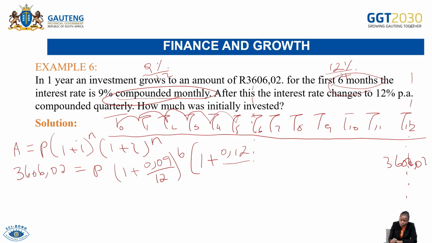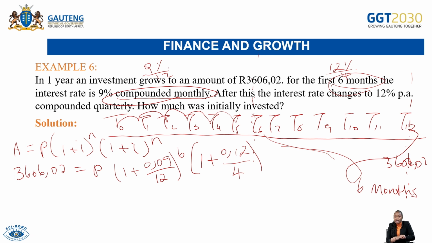Quarterly, you have 4. So you'll divide by 4 there because it's compounded quarterly. Then the exponent, here's the interesting part. So from the 6 months going to the 12th month, it means you have how many months there? You've got 6 months, right? And how many quarters do you have in a year? You've got 4 quarters, right?